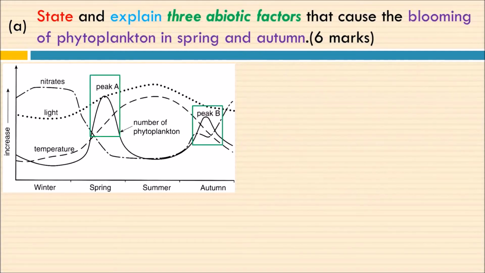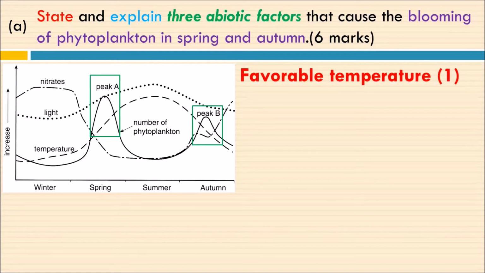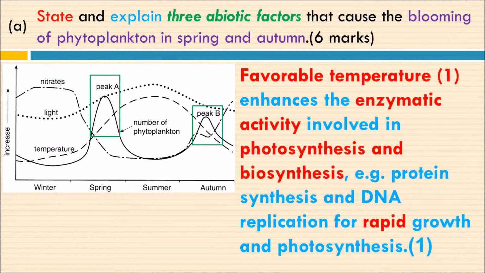Secondly, the temperatures in spring and autumn are favorable for the enzymes to work. The enzymes are involved in photosynthesis and biosynthesis to produce more food, protein synthesis, and DNA replication. So that's why the phytoplankton will have rapid growth and reproduction.